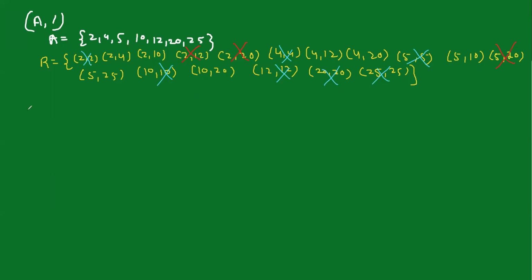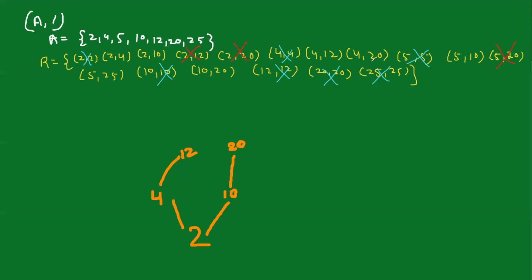After removing all the pairs, what are you getting? 2 is related with 4. Now check for 4. 4 is related with 12. Now check for 12. There is nothing after 12. Right? 2 is related with 10, direct. Here you can write 10. And 10 is related with 20. Understood? Now see.